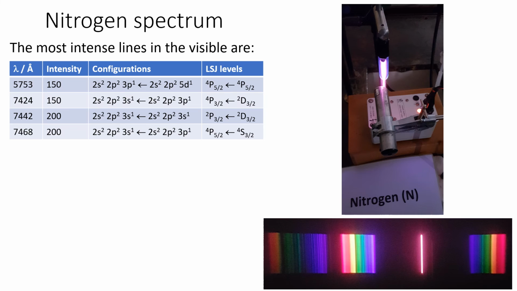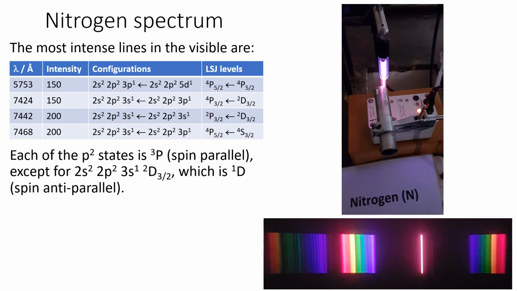So there we go. They're the most intense lines for the nitrogen spectrum. And so I've made the point here that generally speaking, where we have these 2p electrons, where you consider the p2, if you like, in isolation, they would be spin parallel. And so that spin parallel state would have to be triplet P.